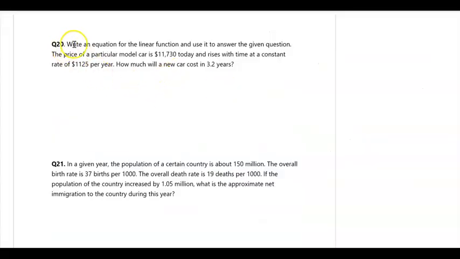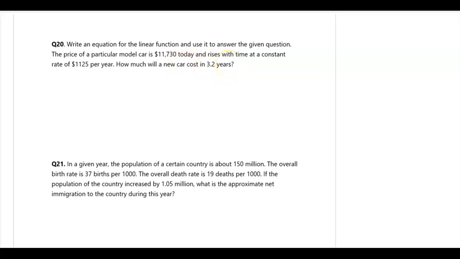Question number 20. Write an equation for the linear function and use it to answer the given questions. The price of a particular model car is 11,730 today and rises with time at a constant rate of 1125 per year. So every year the price is going to increase by 1125. This is the slope. And how much will a new car cost in 3.2 years?